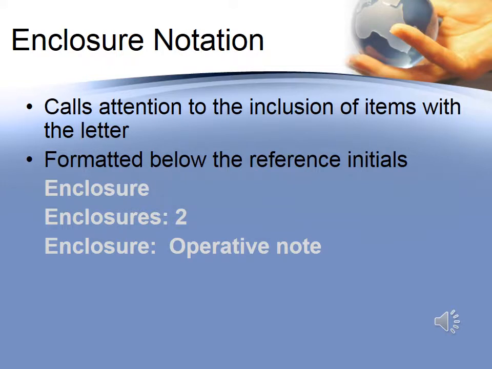So here are just a few examples of how an enclosure notation might look, such as typed out "Enclosure," or if we have a couple of them, we might put the number there. We might actually list what is enclosed. Again, it's just to remind the reader that something should be included with the letter, as well as the person who is putting the letter in the envelope, to not forget to put something in there. So that's the enclosure notation, used if we have something to enclose with our letter.